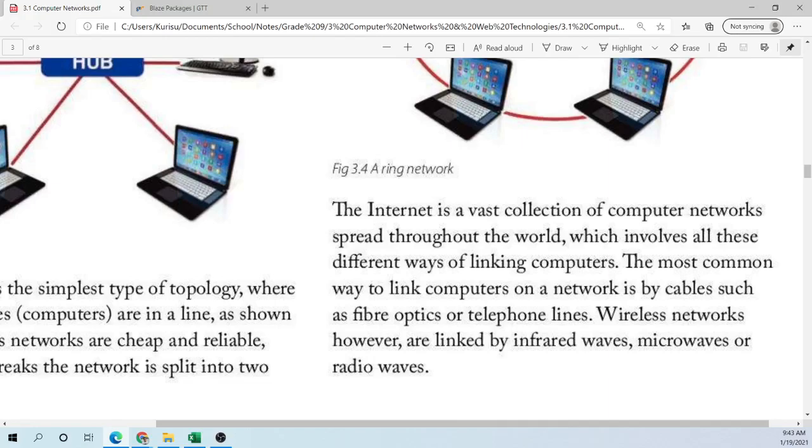The Internet is a vast collection of computer networks spread throughout the world, which involves all these different ways of linking computers. The most common way to link computers on a network is by cables such as fiber optic or telephone lines. Wireless networks, however, are linked by infrared wave or microwave or radio wave.